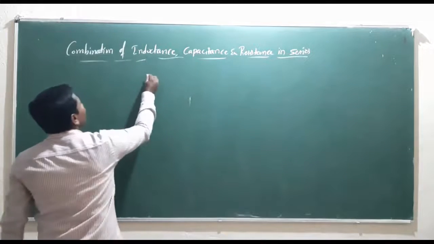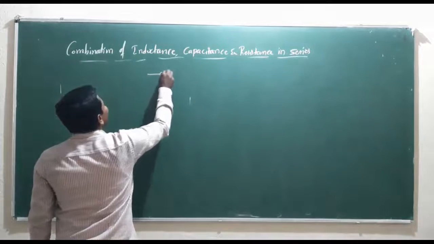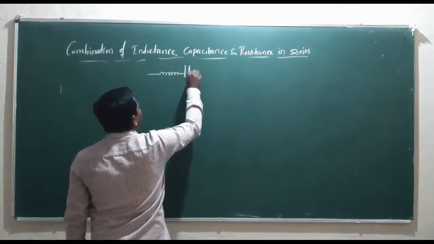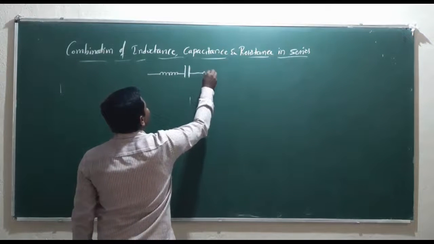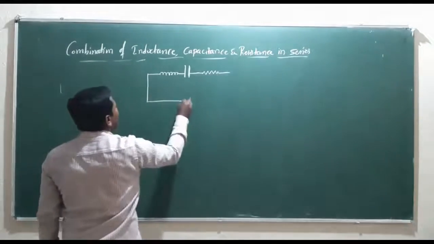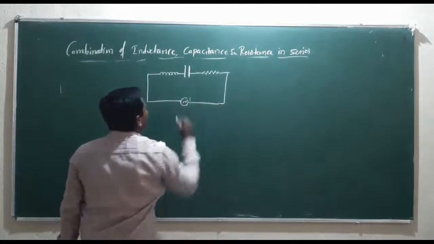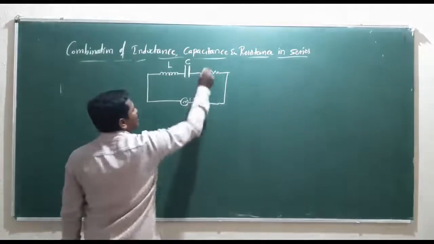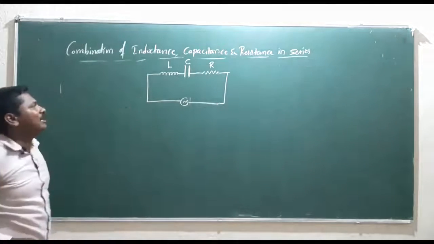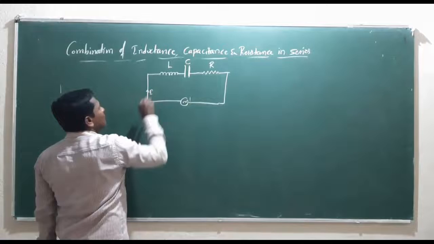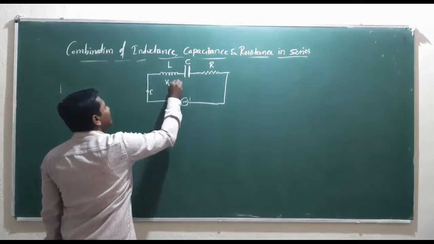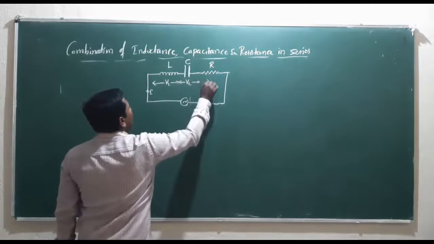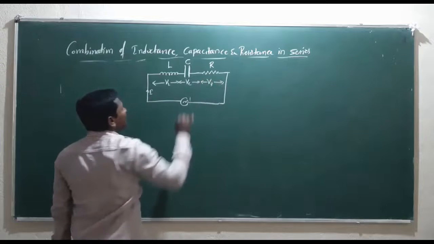Let us consider the circuit diagram, the combination of inductance, capacitance and resistance. They are connected in series across an AC source. Let us consider the inductance of the inductor L, the capacitance of the capacitor is C, and the resistance of the resistor is R. Now, when the current flows through that circuit, the voltage across the inductor is VL, the voltage across the capacitor is VC, and the voltage across the resistor can be represented by VR.